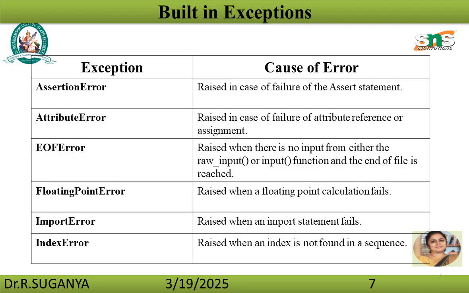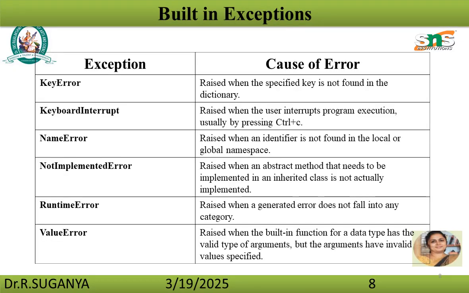Assertion error is raised in case of failure of the assert statement. Attribute error is raised in case of failure of attribute reference or assignment. End of file error is raised when there is no input from either the raw input or input functions and the end of file is reached. Floating point error is raised where a floating point calculation fails. Import error is raised when an import statement fails. Index error is raised when an index is not found in a sequence. Key error is raised when the specified key is not found in the dictionary.